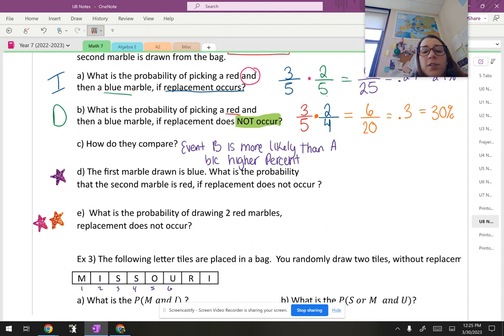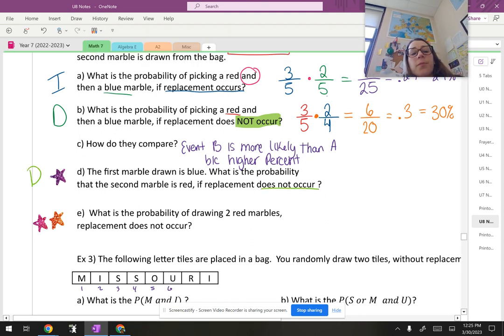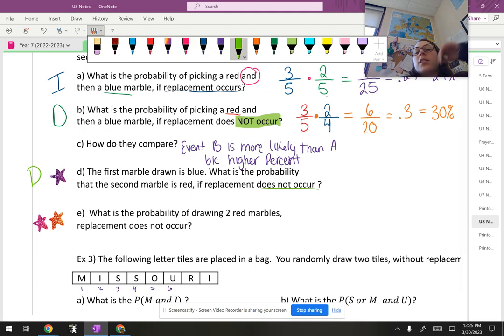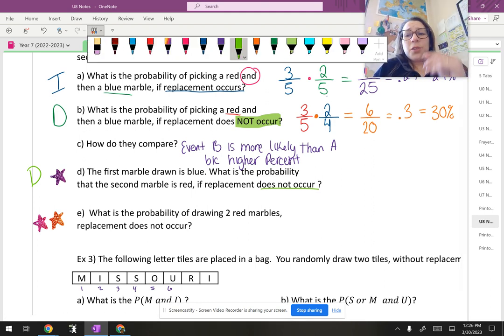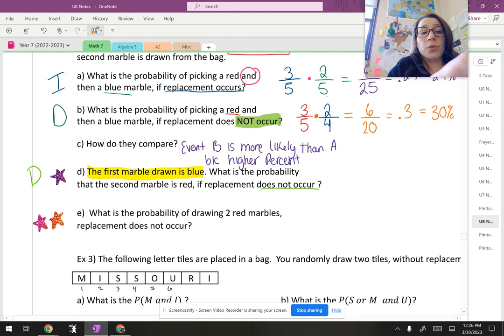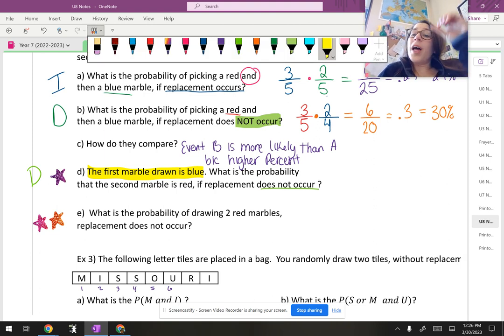So again, we have a does not occur, making this dependent. But the trick to this one is that if you look, they're only asking you to find the probability of one event. They're asking you to find the probability that the second marble is red. That first sentence saying the first marble drawn is blue, that is not asking you for the probability of it. That is a statement. They are telling you that the first marble picked was blue. If you picked that blue marble, kept it in your hand, and did not put it back, what is the probability of you now going back in and getting a red marble?